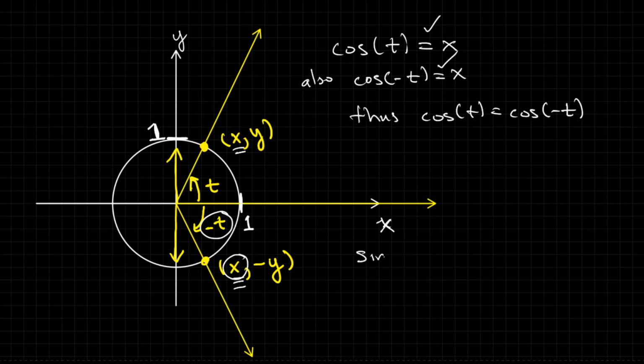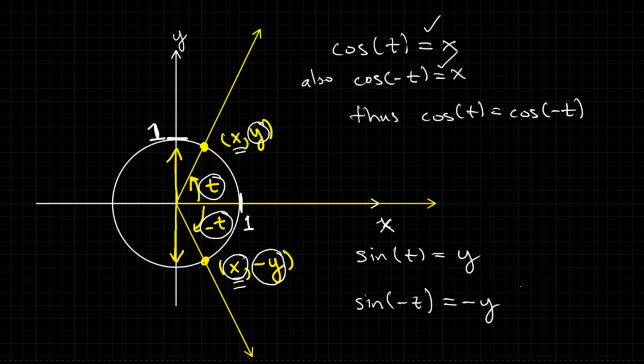So sine of t, that's equal to y. That information we get just by looking at the y-coordinate for this t value. But what is sine of minus t? Let's take a look. So sine of minus t, well, that's not equal to y. It is the negative of y. And unlike cosine of t, sine of t and sine of minus t are not equal to one another. One's equal to y, the other one's equal to minus y.